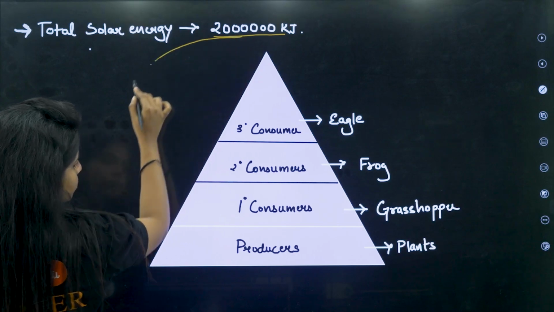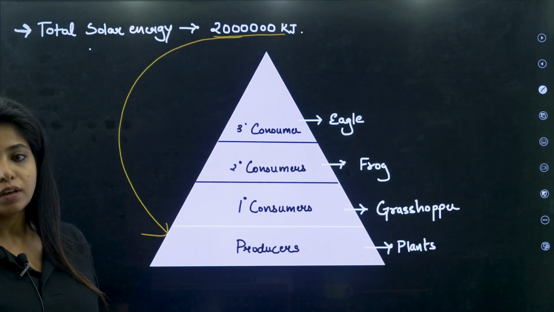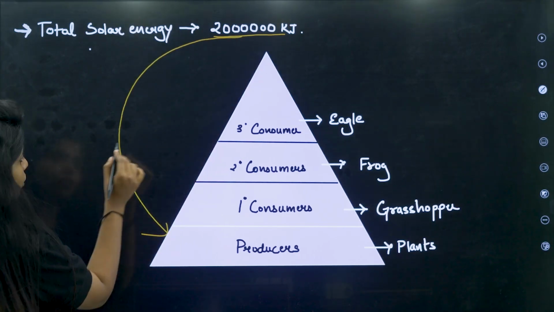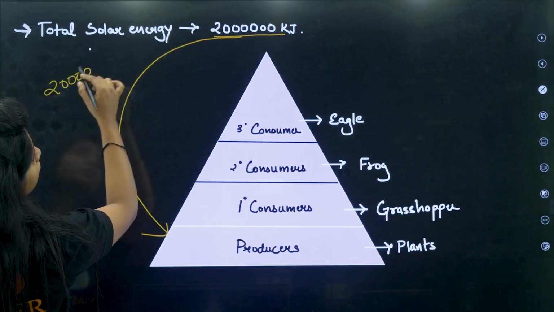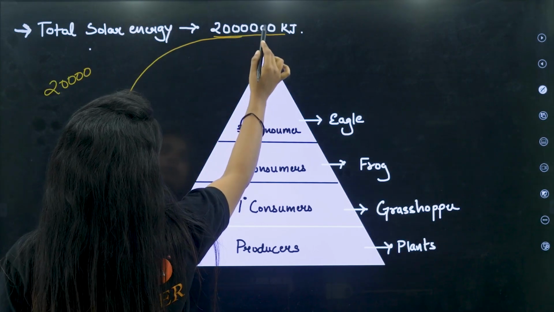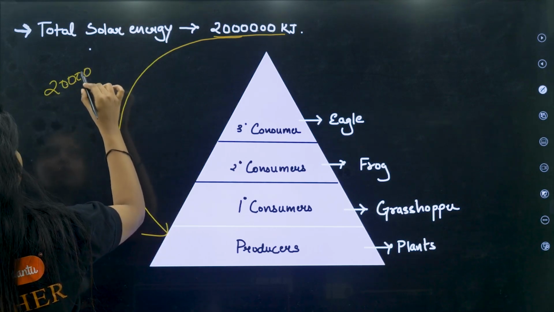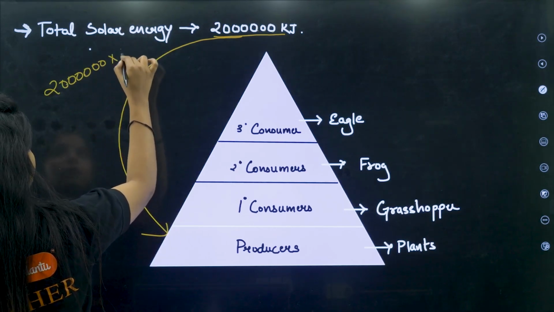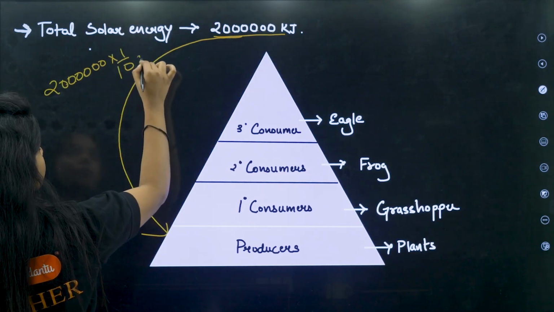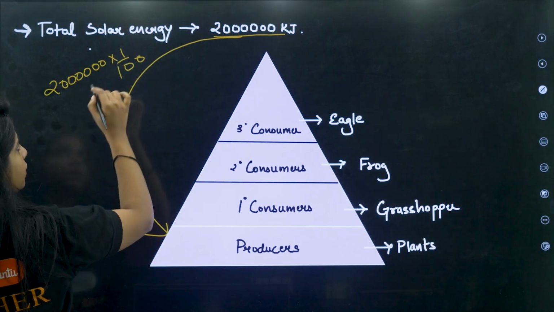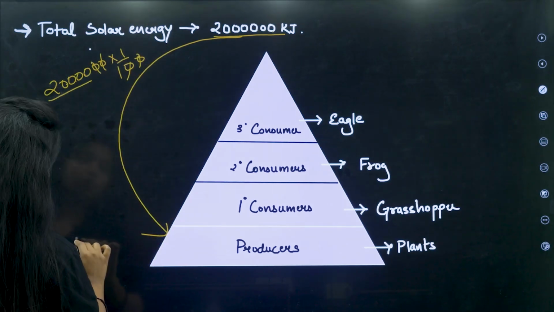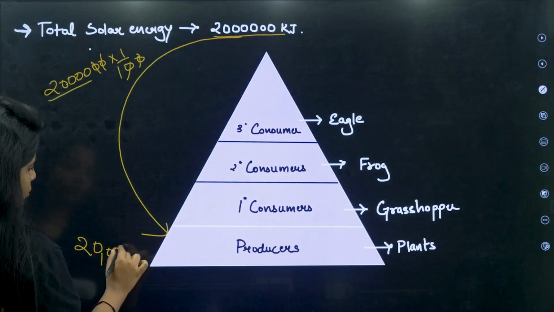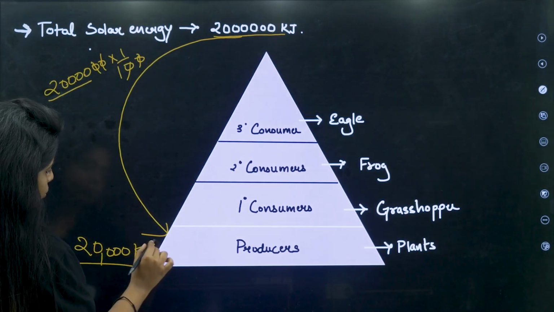Total solar energy is this much, and 1% of it is passed to the producers. How will you calculate that? For example, it is 2 lakh, that is 200,000, multiplied by 1 by 100, which is 1%. The zeros cancel. That means you are going to give 20,000 kilojoules of energy to the producers.